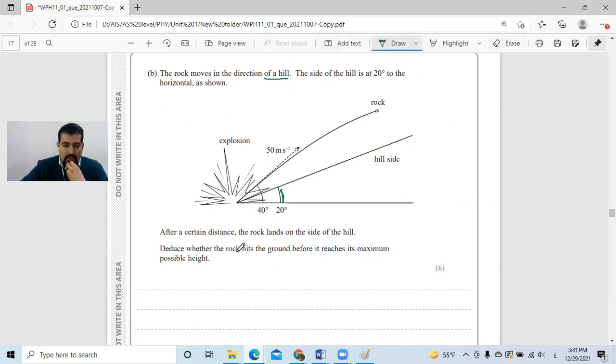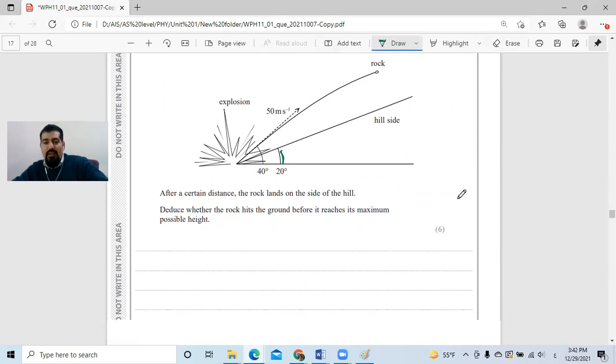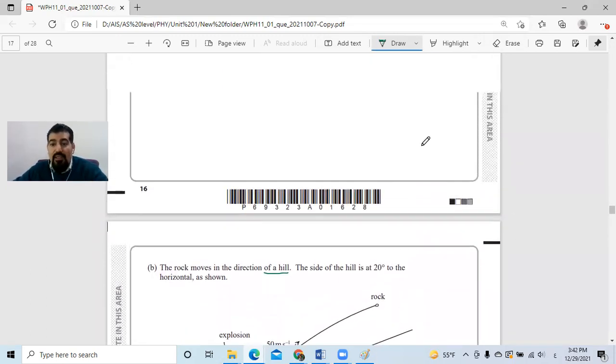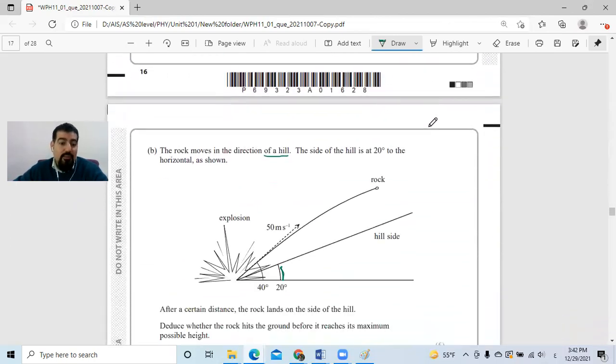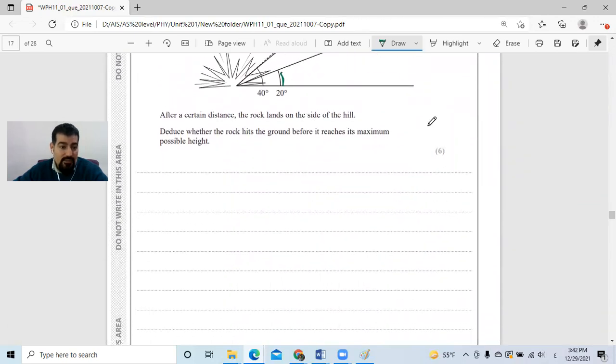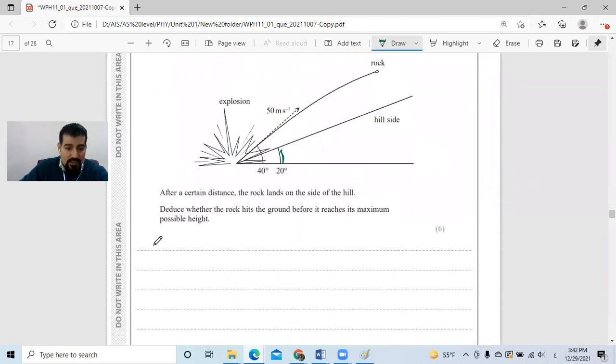Deduce whether the rock hits the ground before reaching the maximum height or after. Air resistance is negligible, and this is a 6 mark question. Okay guys, how do we answer this question? We were given very important information, which is the flying time to reach the maximum height, 3.3. I will use it to find what? The maximum height. Exactly. Let's see.